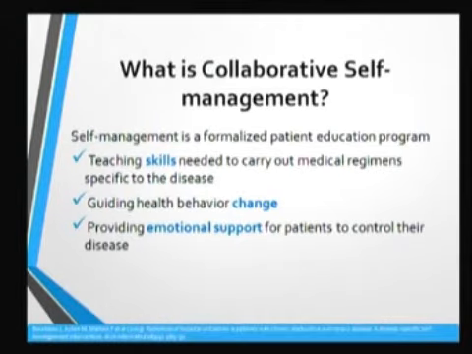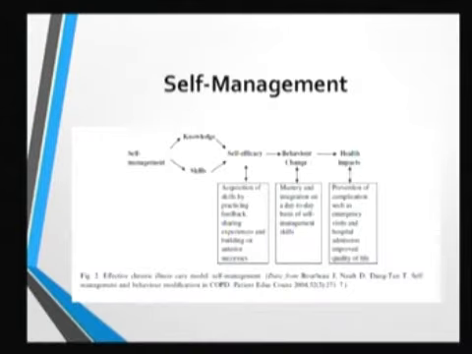We want him to know when to report those symptoms and how to adapt body position to decrease dyspnea. Also, collaborative self-management helps guide the patient's health behavior change. We expect that the program and the education will help the patient change his behavior. We want the patient, for example, to quit smoking and increase physical activity. And we want to provide him emotional support to control his disease.